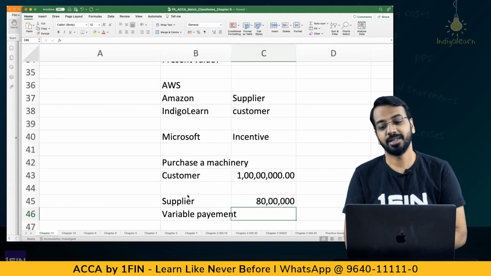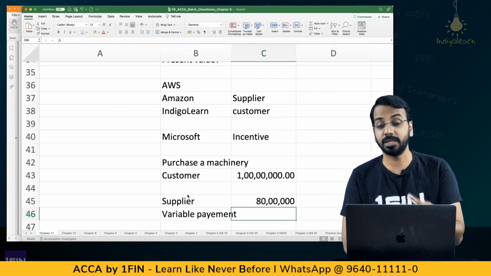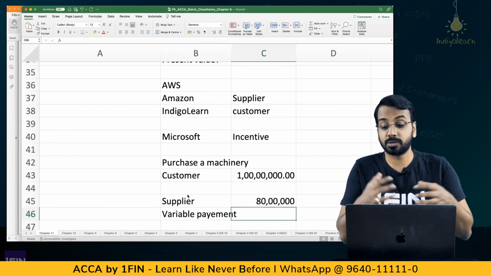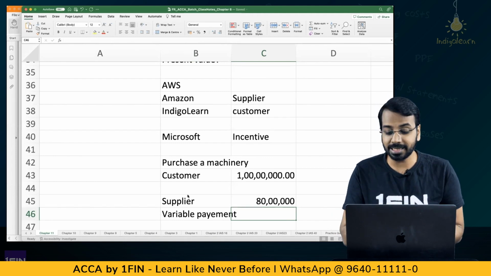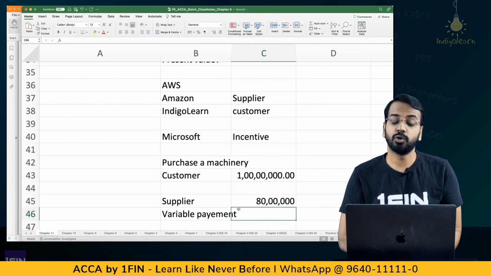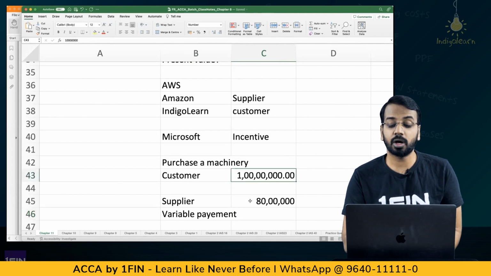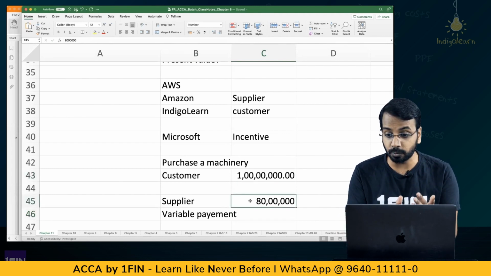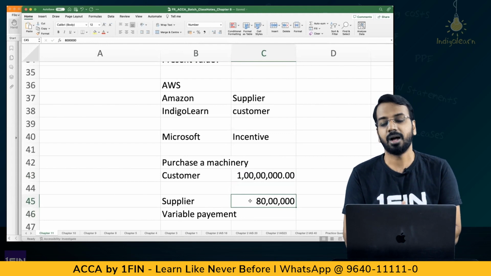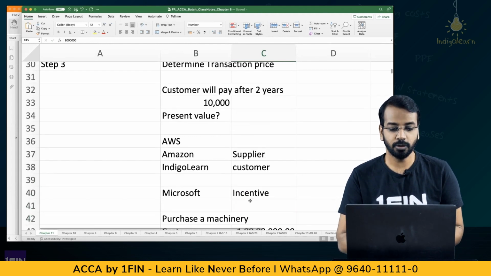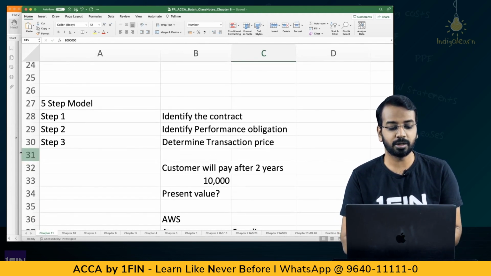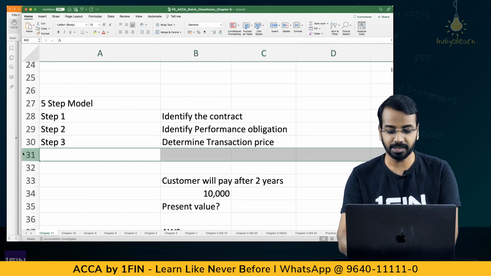How do we handle that? That is also very, very important. Okay, so this happens normally in cases where the customer wants to safeguard himself. So in that case, how should we recognize revenue? Do we say 1 crore is the revenue or 80 lakhs is the revenue? So all of those aspects is what we'll be understanding under the transaction price. So the third step is to determine the transaction price.